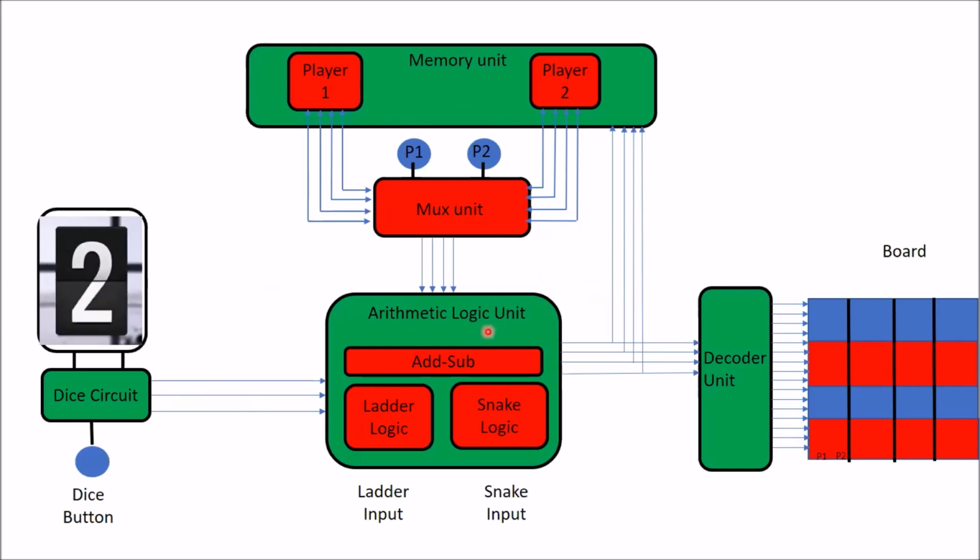This is the arithmetic logic unit. There is an adder-subtractor unit, a combinational logic unit for your ladder, a snake logic unit, and this board. That is the simplest way that I can give you the example. Let me show you that the dice circuit will be just a simple counter, and it will count from 0 to 3.